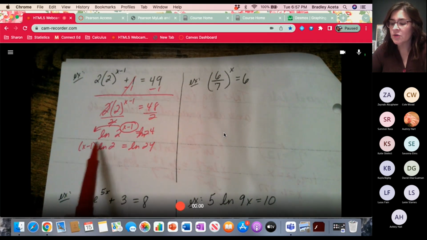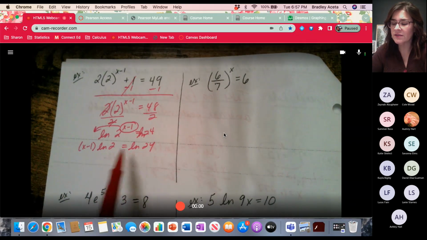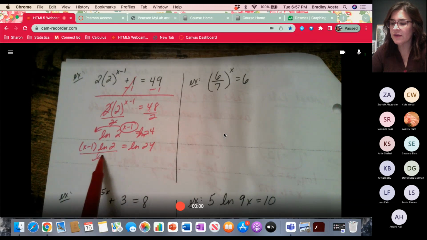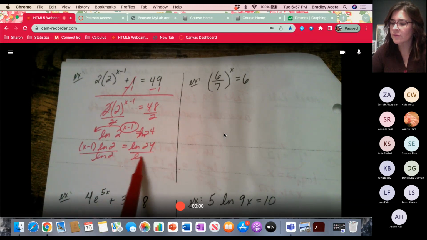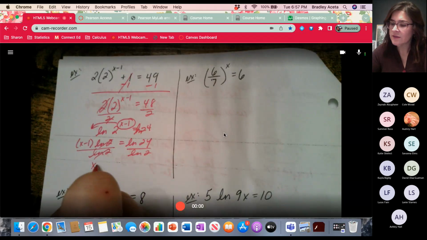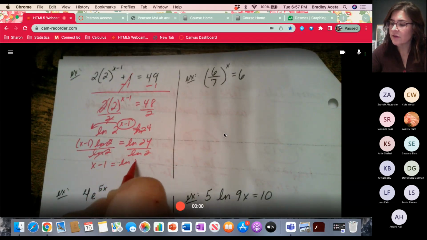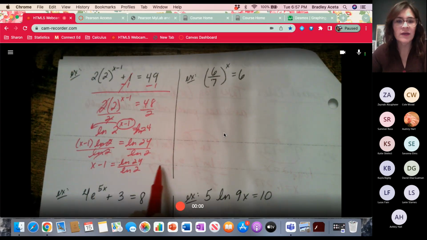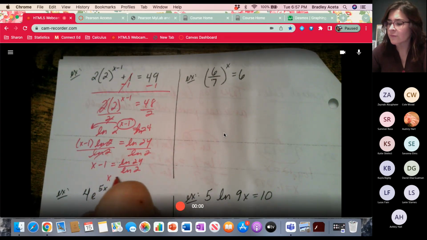And then you can distribute right now and then subtract and do what I was doing before. But really, since you don't have any other x's to deal with with this ln 2, you can just divide out the ln 2. And then you have x minus 1 equals ln 24 over ln 2. And then you can just add the 1 on the outside of it. Totally allowed. ln 24 over ln 2 and then plus 1.